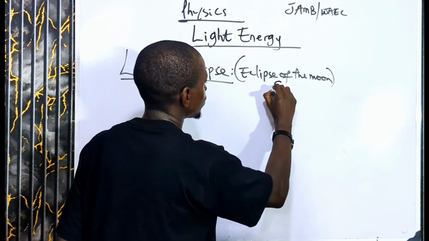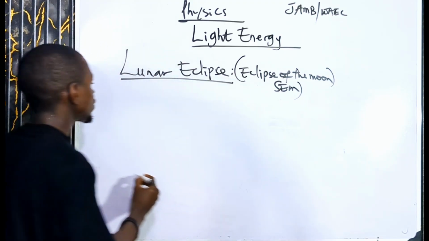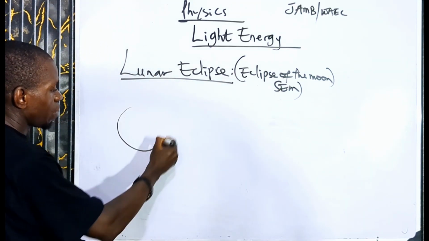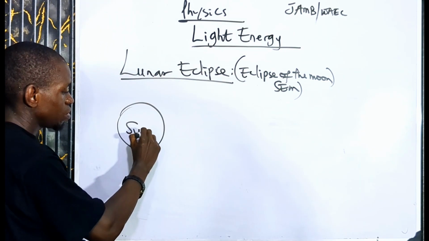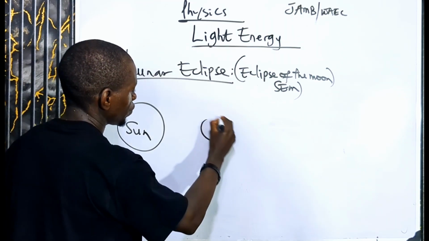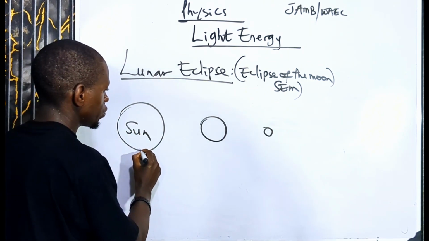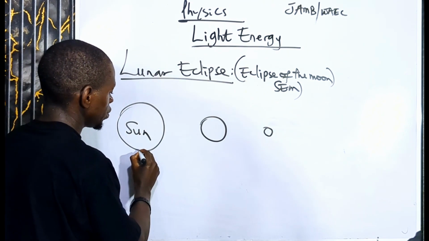Remember, how do I remember this? Same: sun, earth, and moon. So let's have our diagram. We have our sun. Sun is always big, it's always the largest. Then we also have your earth, and then the moon is going to be the smallest. So we are going to have something like this.